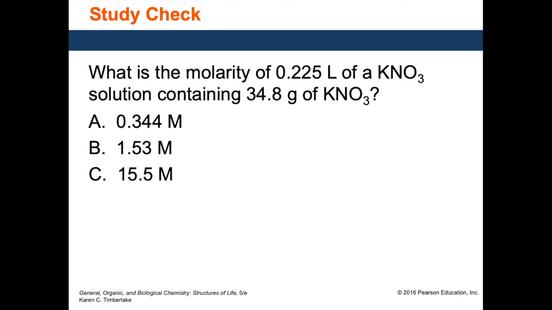Okay, so why don't you guys try this problem out? Go ahead and pause this video and give this a shot. Okay, I'll point out that while again you've got the volume in liters, which is great, you aren't being given moles, you're given grams. So you may want to use your periodic table, look up the molar mass of potassium nitrate, and convert this to moles before you move forward with the problem.